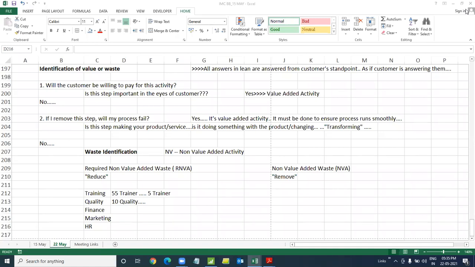So if there is any activity that you're doing that is not leading to process failure, and the customer is not willing to pay for it, that will be termed as a waste. But keep this in mind when you want to remove it as a waste. Is it something which is a required one? If it's required, then definitely you can't remove it. But yes, you'd like to see how many times you're doing it, and probably reduce the number of those activities or the number of people.